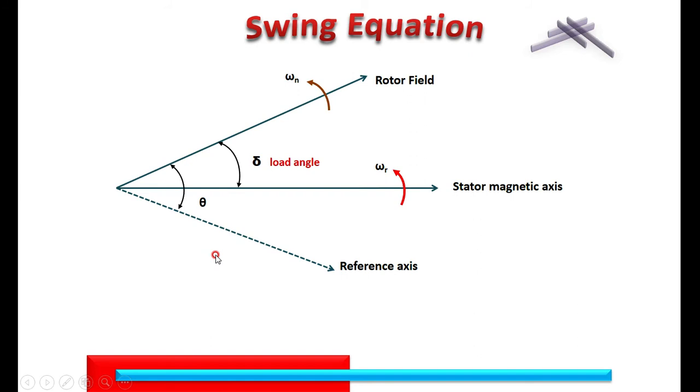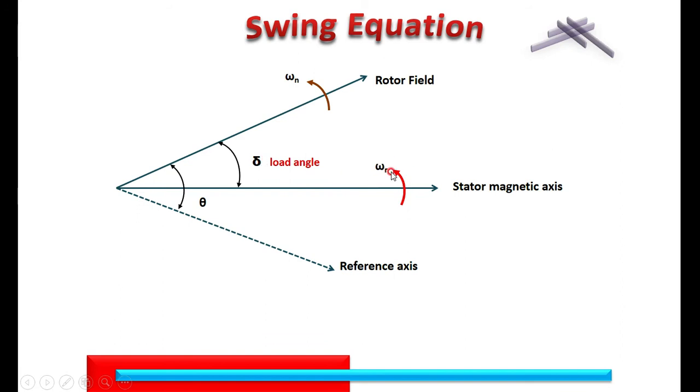Then once again we will look into the swing equation. Here I am representing the stator magnetic axis. It is rotating with omega r, and the rotor field is omega r. The angle between these two is delta. Both the rotor field and the stator magnetic axis are drawn with respect to a reference axis, such that the angle between the reference axis and the rotor field axis I am representing by theta, whereas the angle between the stator and rotor fields is delta.